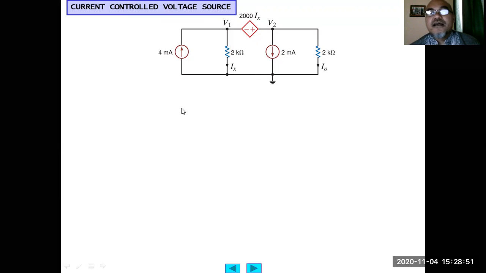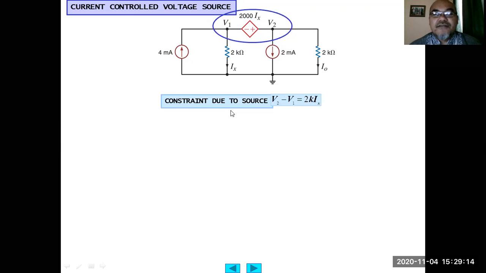So by Ohm's law, the constraint equation here is Ix equals V1 divided by 2 kilo ohm, right? Using Ohm's law. Okay, so we make this a supernode, and the constraint inside the supernode will be V2 minus V1 equals 2000 Ix, right? So this first constraint is due to the source here.